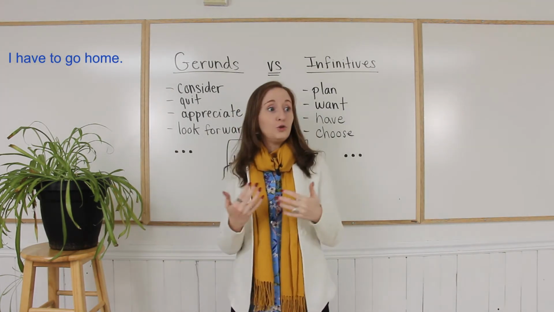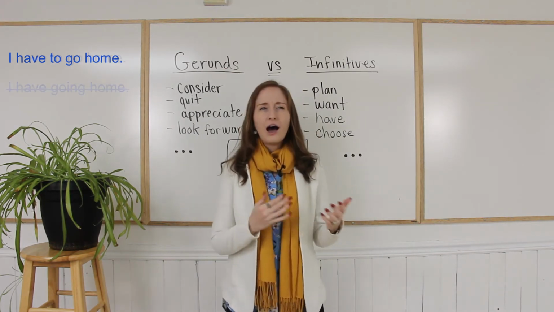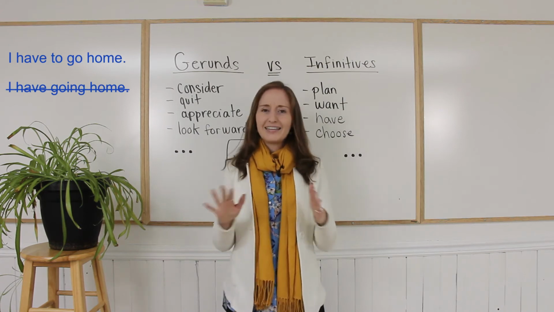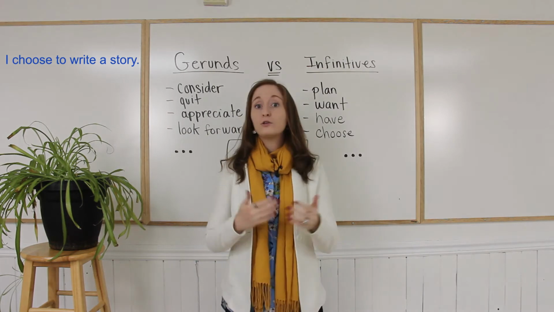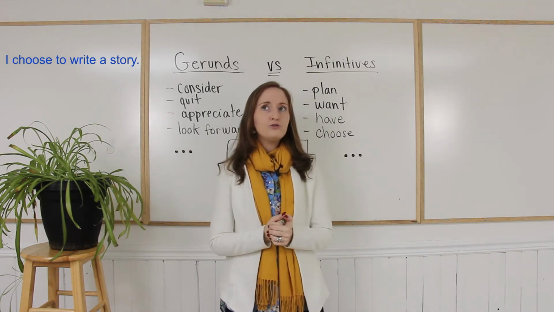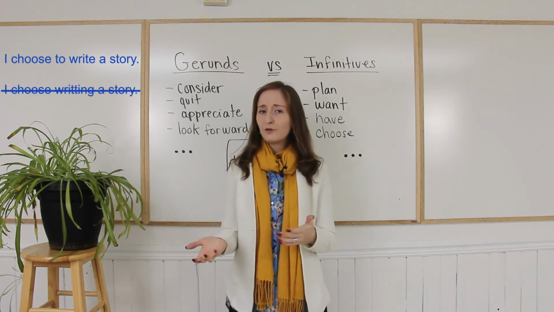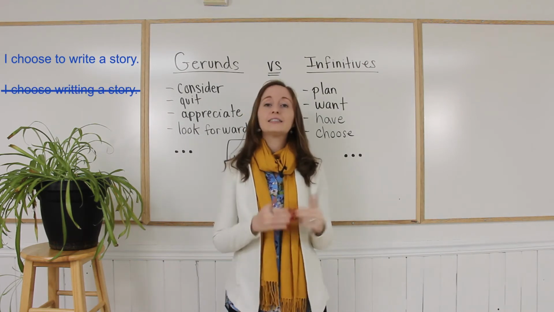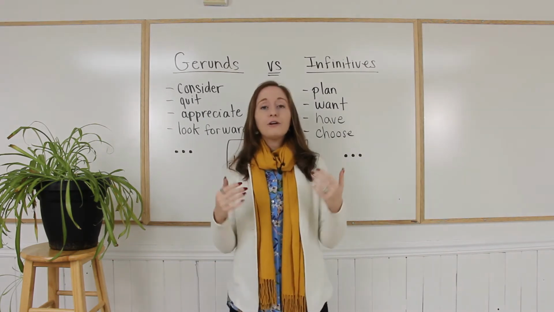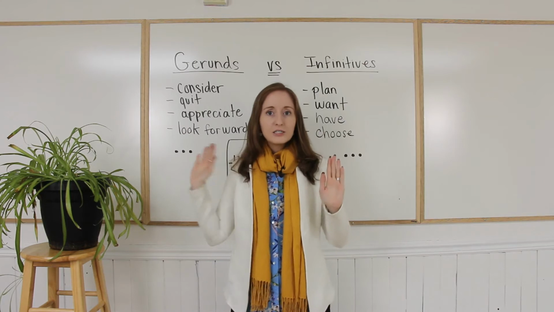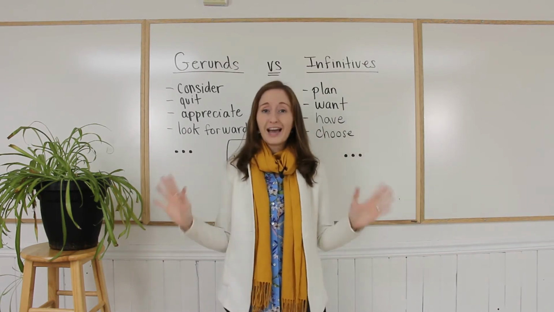Have. I have to go home. I have to go, infinitive. I have going home, that does not make any sense. And the final example, choose. I choose to write a story. I choose writing a story, that doesn't make sense. I choose to write with an infinitive. For these 2 categories, as I mentioned, specific definitions for both and also specific verbs for both categories.